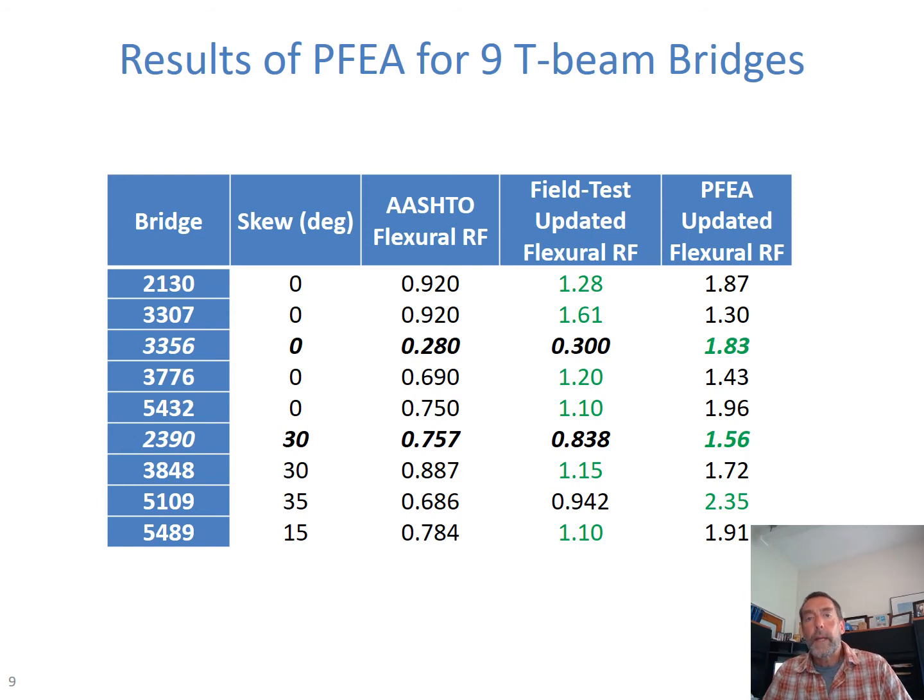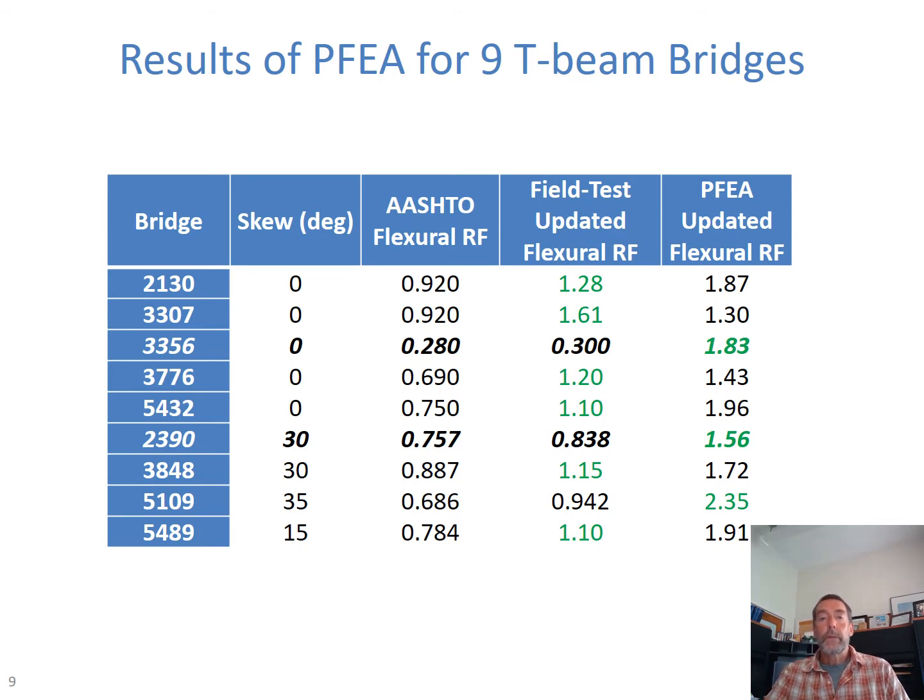So after we ran our PFEA for the 9 T-beam bridges we originally looked at, we got some very interesting results. And you can see here in the table that, again, the field testing only increased the rating factor to values above 1 for 6 of the 9 bridges. With PFEA, we got those remaining 3 bridges with rating factors less than 1 to RFs up above 1. And that's good. That means that those bridges have sufficient capacity. They don't need to be posted or strengthened or closed.